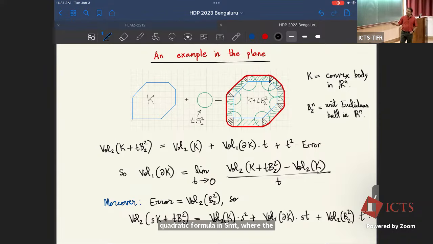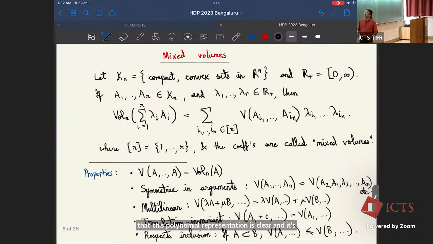On the two ends, you have the area of K and the area of the ball, and in the middle you have the perimeter of K, right? So it's clear that in this particular example this polynomial representation is clear, and it's also clear that these coefficients have some geometric meaning. Okay, so what is the more general formulation?